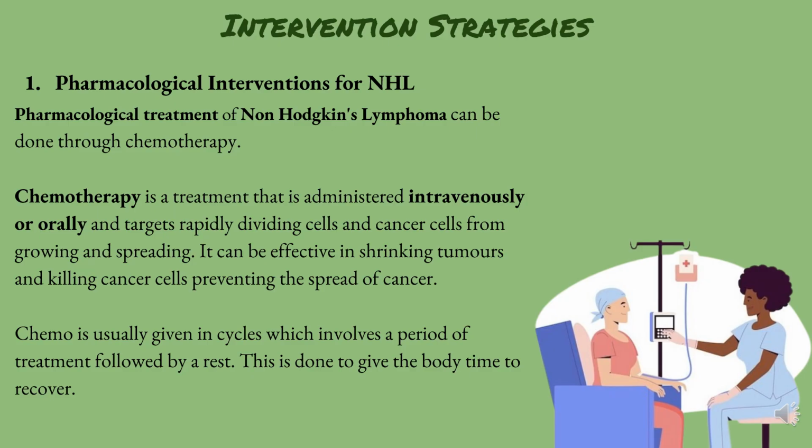Chemotherapy is a treatment that is administered intravenously or orally and targets rapidly dividing cells, stopping cancer cells from growing and spreading. It can be effective in shrinking tumors and killing cancer cells, preventing the spread of cancer. Chemo is usually given in cycles, which involves a period of treatment followed by rest. This is done to give the body time to recover.